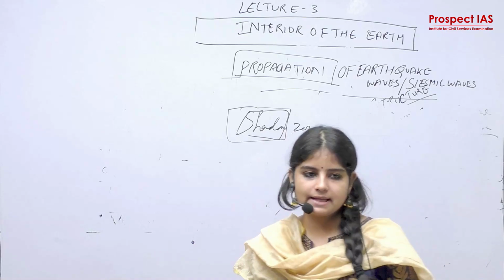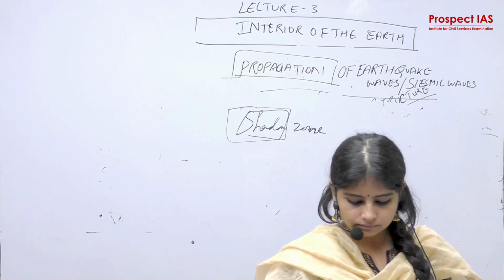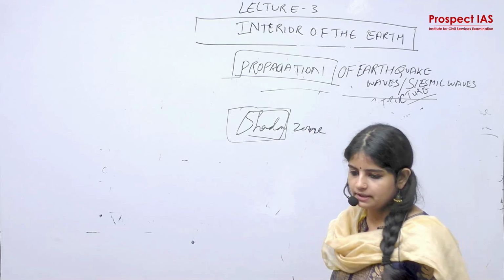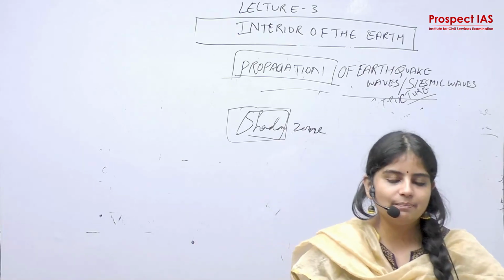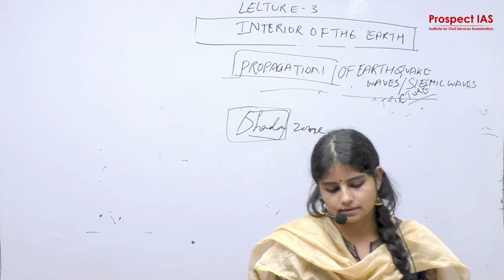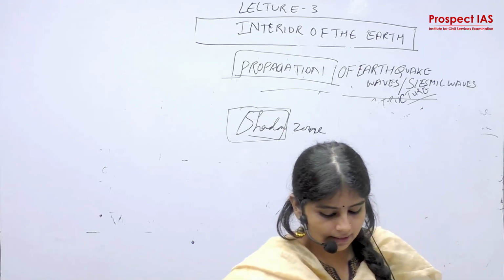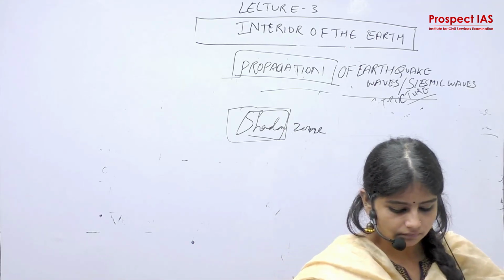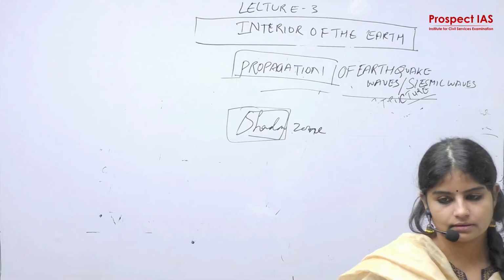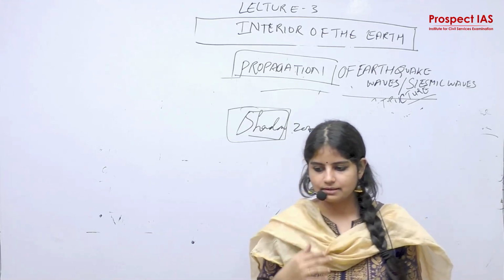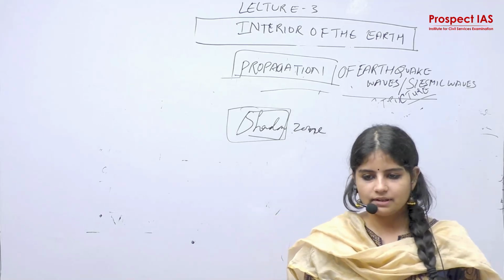Here I am giving you one exercise question. Why is the asthenosphere known as the plastic layer of the earth's structure, or earth's interior? Why could we call it the plastic layer?